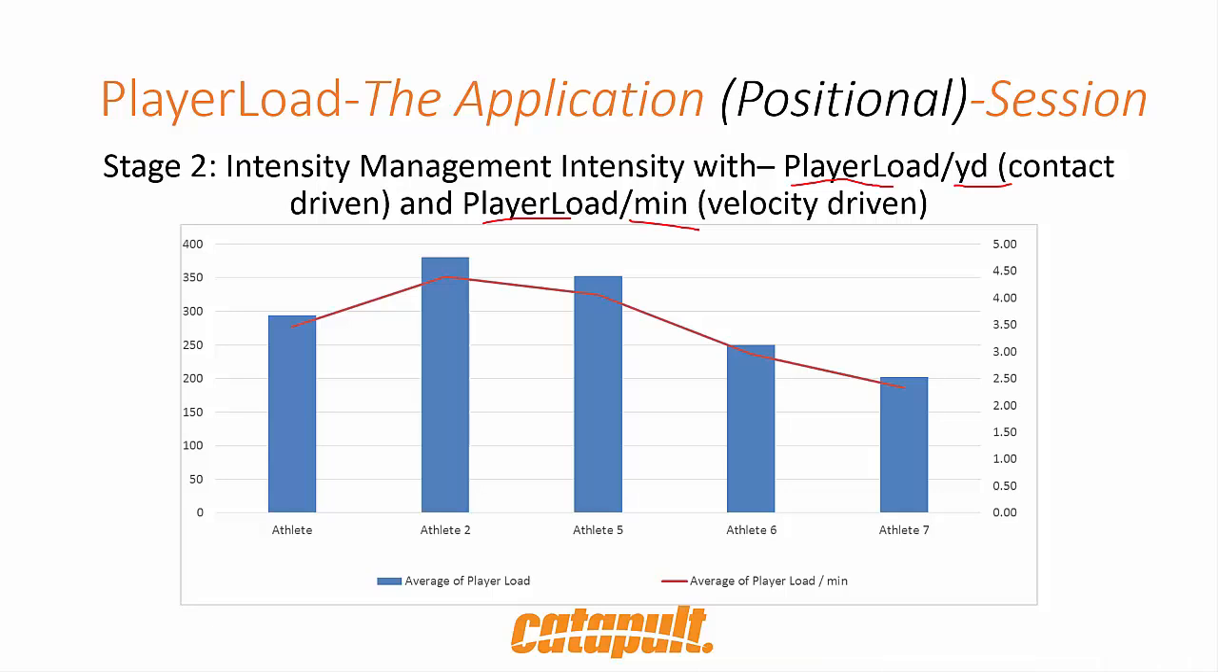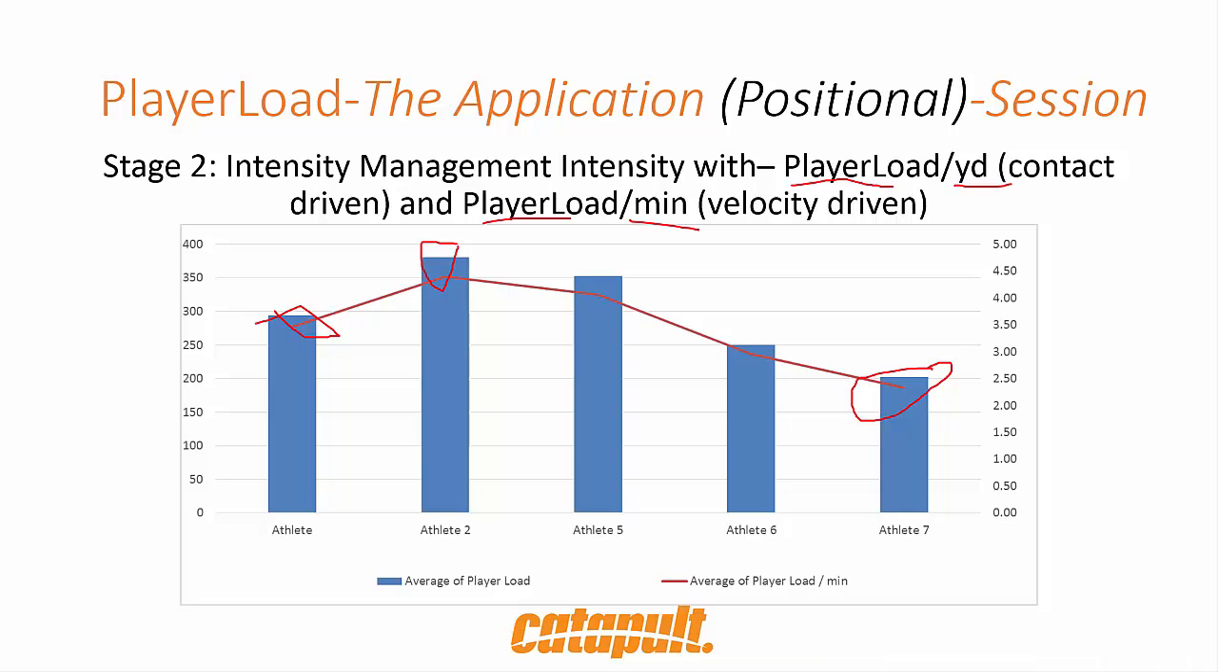So this graph down here is essentially saying, based on one position, the wide receivers, I have a couple different athletes here. Where do they rank in terms of a session difference? So I have one guy at 300 and another at 200, right? So it's a 100 difference in terms of player load, and then the top guy here is at 375. So there's a pretty wide range within there if I'm looking at one session only.